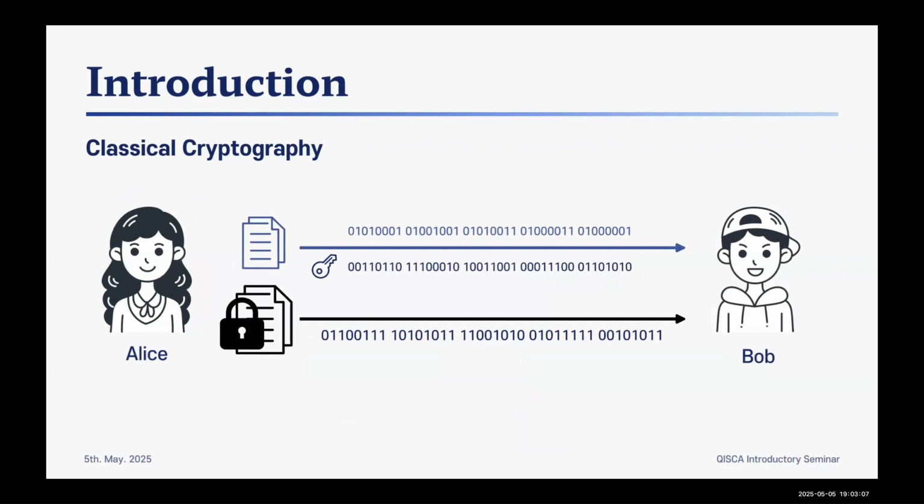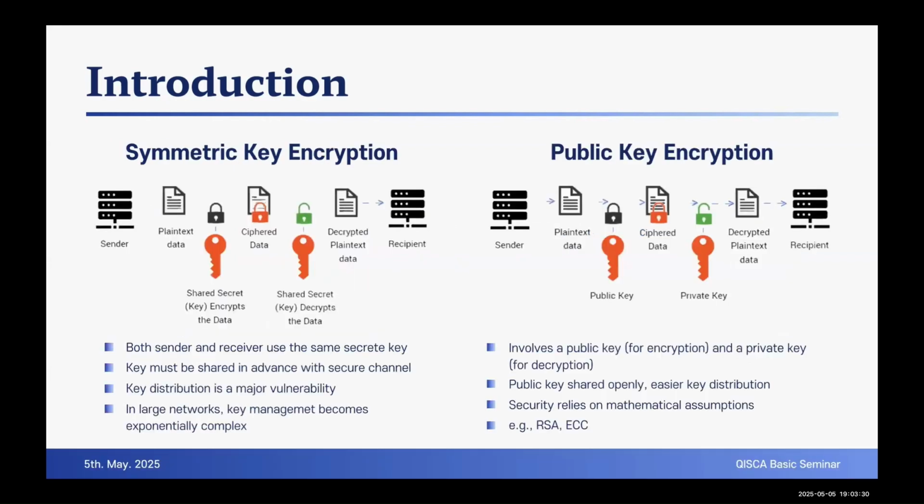To prevent this kind of attack, we use encryption. Instead of sending a raw message, Alice encrypts it using a secret key so that only Bob, who has the correct key, can decrypt and read the message. This use of encryption allows for secure communication, even over potentially insecure channels. Then how can we share the key in the first place?